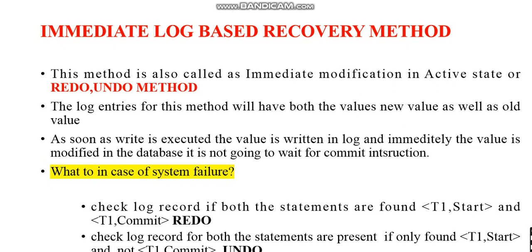The log entries for this method will have both values, new value as well as old value. As soon as a write is executed, the value is written in the log and immediately the value is modified in the database. It is not going to wait for the commit instruction. So basically remember, in the immediate log-based recovery method, it is going to have two values, new value as well as old value, in the log entry. Whenever any transaction performs any write operation, immediately it is going to modify it in the database. It is not going to wait for the commit instruction.